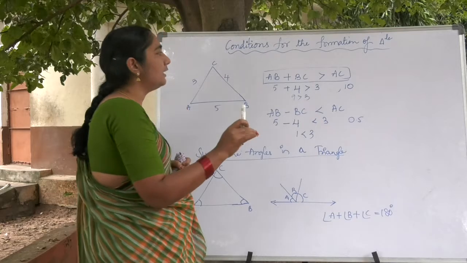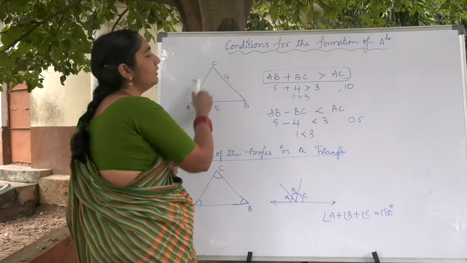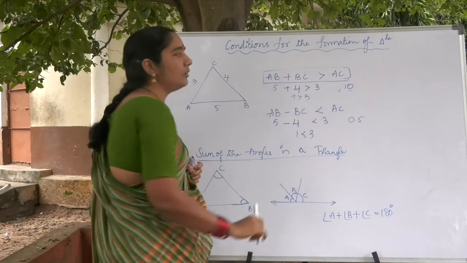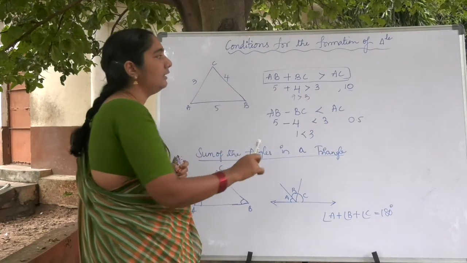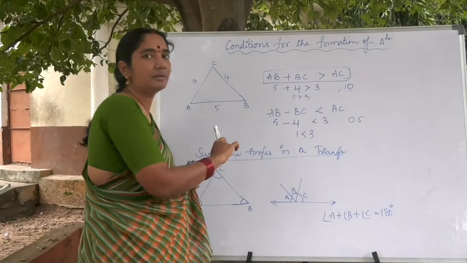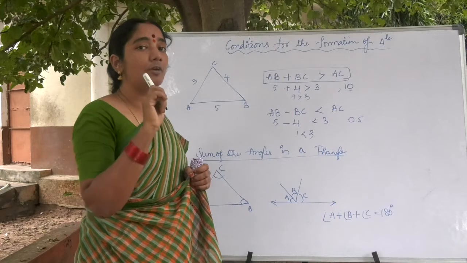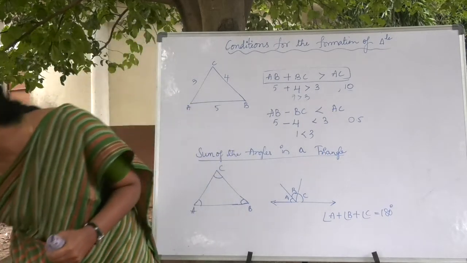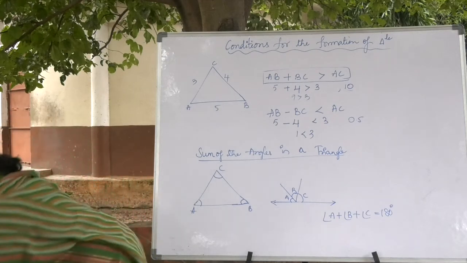But in the particular case, if the side AC is taken as 10 units instead of 3, then 9 is greater than 10 is a false statement. In that particular case, we cannot form a triangle. I think now you understood. For example, let us take a case. Let us see one example.